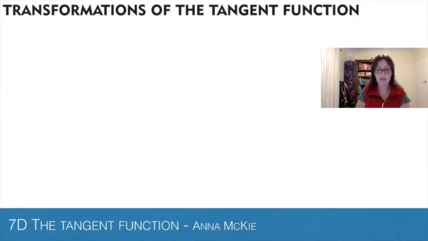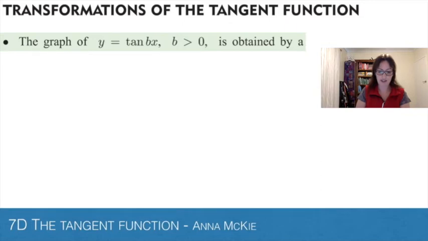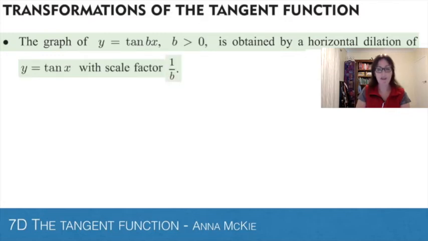Now some transformations of the tangent function. Just summarising these: the graph of y equals tan bx, so if you have a number in front of the x, that changes the period, or the horizontal dilation if you like, and it has a scale factor of 1 divided by b. Therefore the period is pi divided by b.